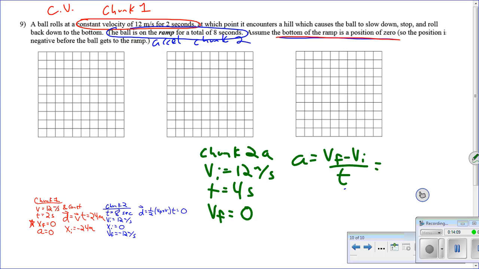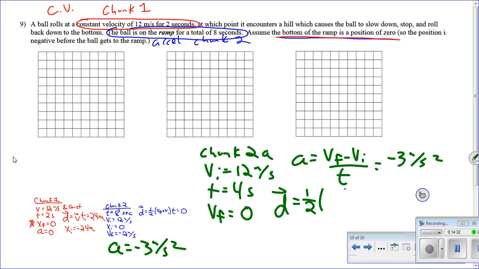I know all my numbers, so I'm going to get negative 3 meters a second squared. And that's actually going to be for all of chunk 2, right? Because the entire time it's on the hill, that's going to be the acceleration. Right? And now I can find my displacement while it's on the ramp, which is going to be Δx.